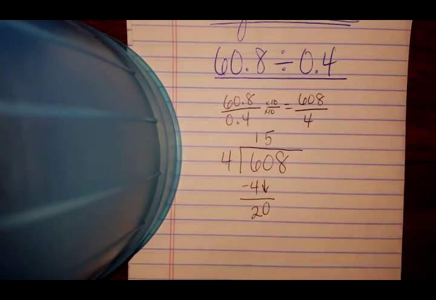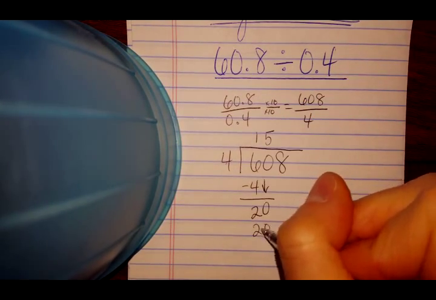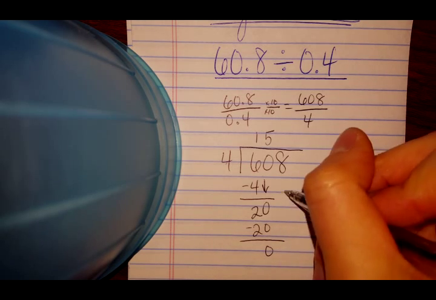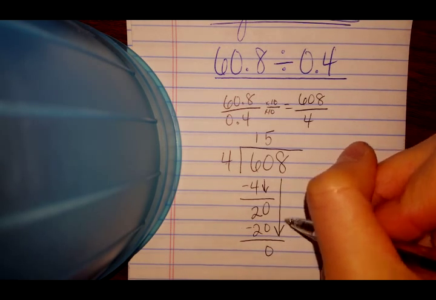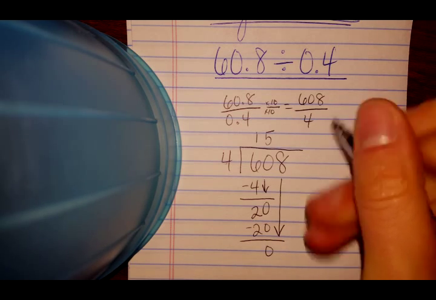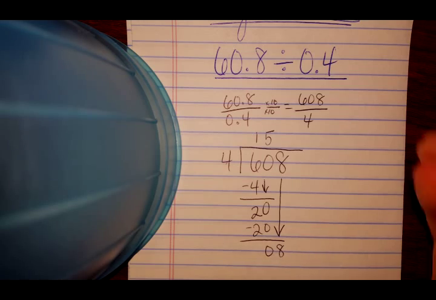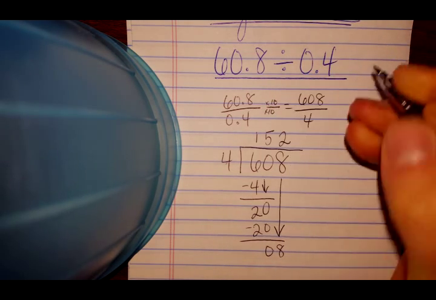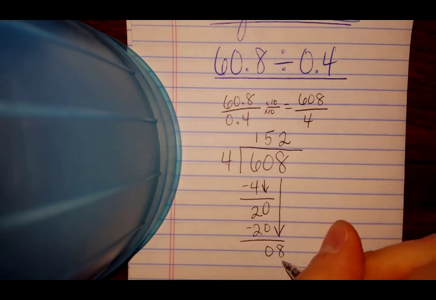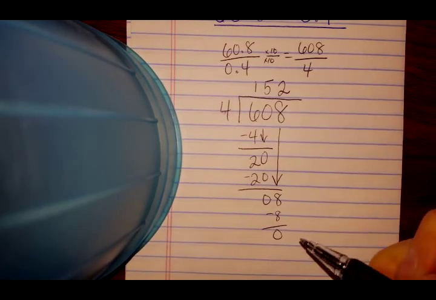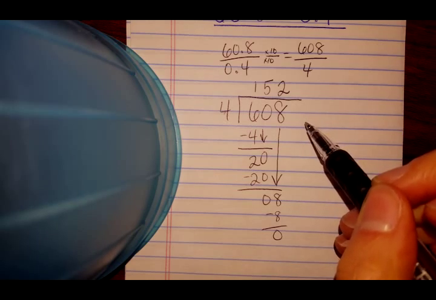5 times 4 is 20. So it looks like I have a remainder of 0, except I have to keep going because there are more numbers in the dividend to work with. So I'll bring down this 8. 4 goes into 8 2 times, so I put the 2 up there. 2 times 4 is 8. And now I'm really done because I have a remainder of 0 and no more numbers in the dividend.